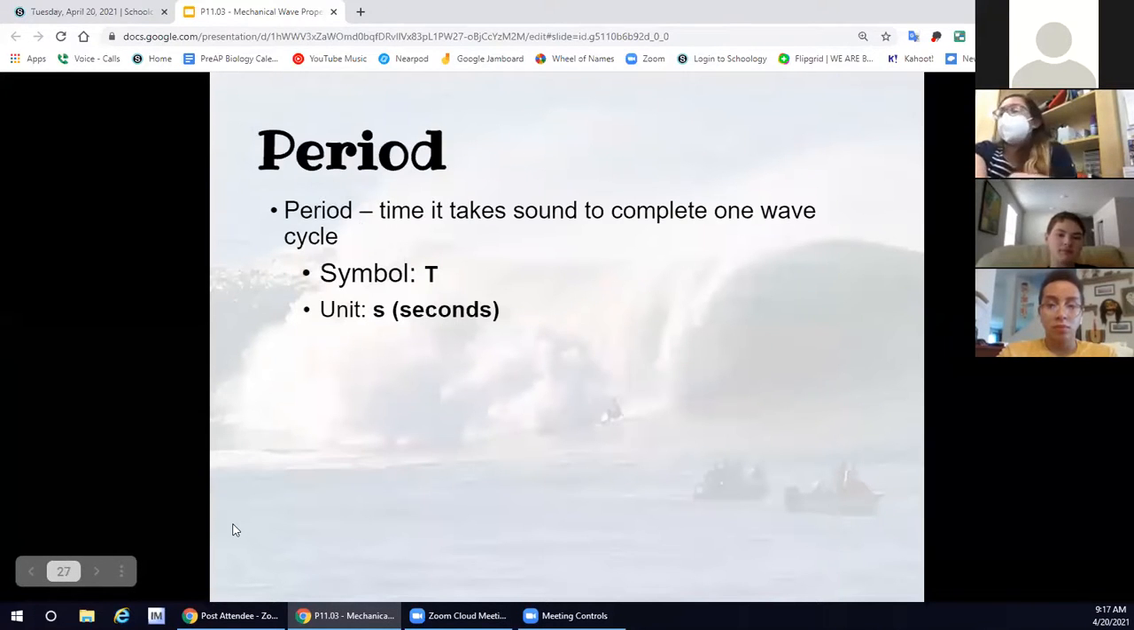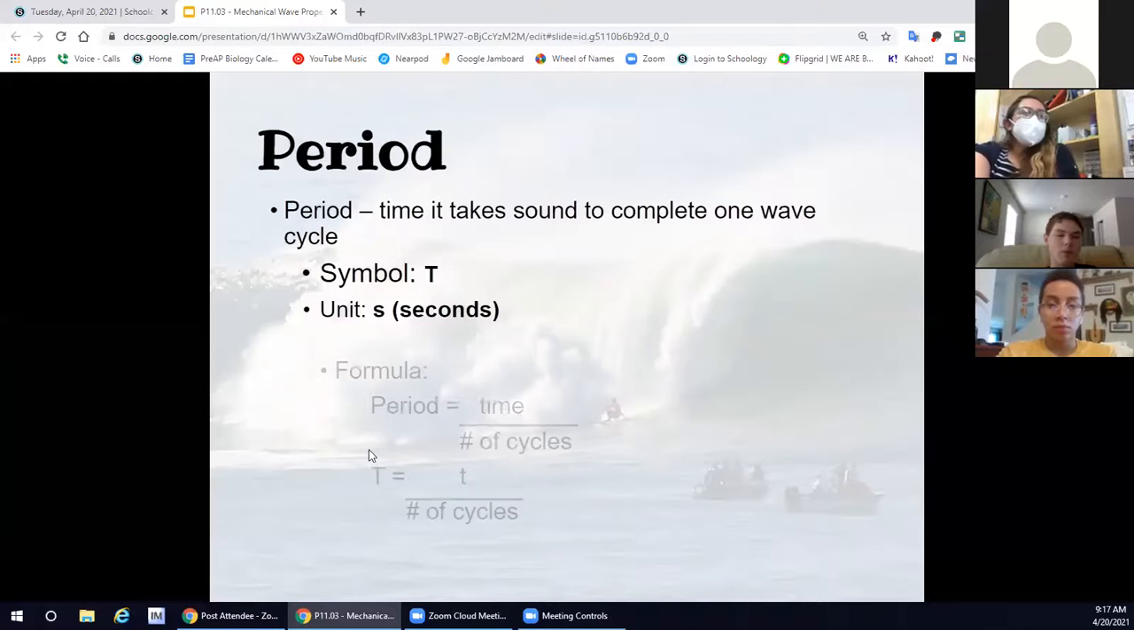Period means the same thing for a transverse wave as a longitudinal wave. It's the time it takes sound to complete one wave cycle. Again, we'll do these formulas tomorrow.